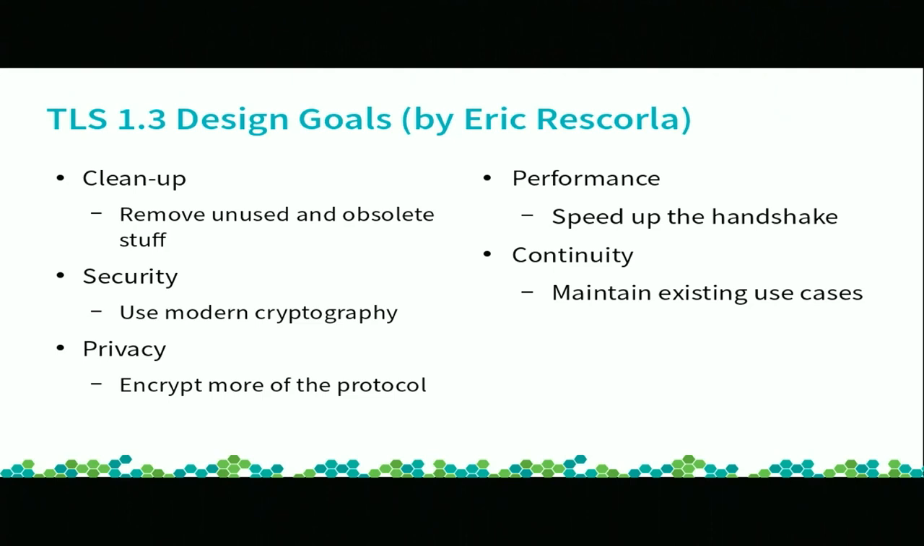The other objective was to use modern, secure cryptography. And another is to increase the privacy of the users, because channels like DNS are going to be more private and encrypted in the future, and so is the plan of the TLS protocol. As for performance, the goal was to speed up the handshake, because it's still a giant overhead.